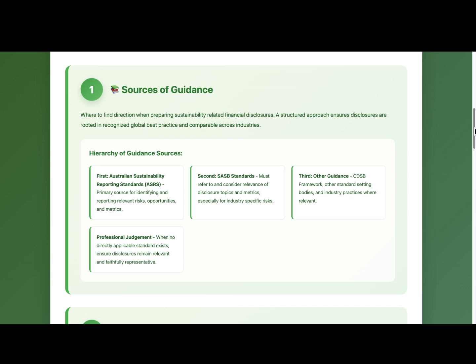First, look at the Australian Sustainability Reporting Standard. This will be your primary source for identifying and reporting relevant risks, opportunities, and metrics. Second, consider SASB standards. This is specifically useful for disclosure topics and metrics, especially for industry specific risk. Third, you could also look at other guidance for understanding the framework and best practices when it comes to specific industries. Always rely on professional judgment. When no direct applicable standard exists, ensure disclosures remain relevant and faithfully representative.